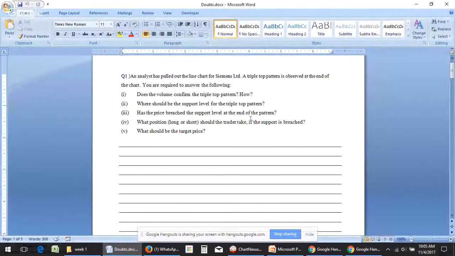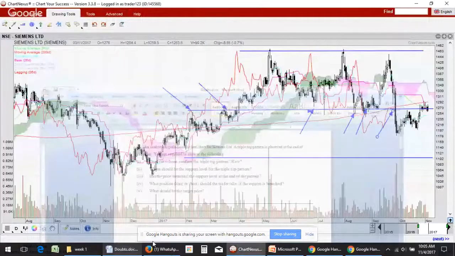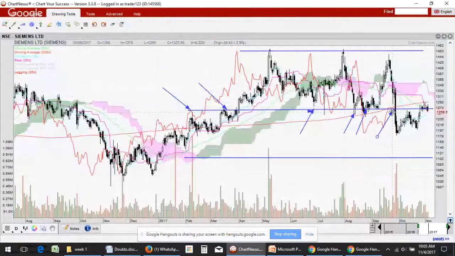Has the price breached the support level at the end of the pattern? So I would say yes, it has breached the end of the pattern. It has breached the pattern, and the pattern is complete at that point where it breaches it, just like the double top pattern that you studied in the course.